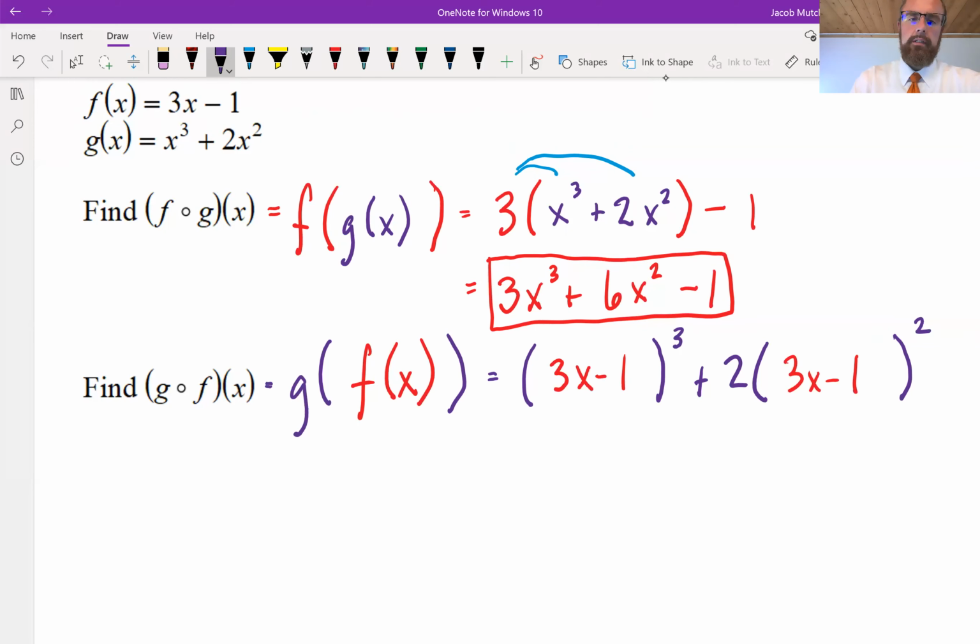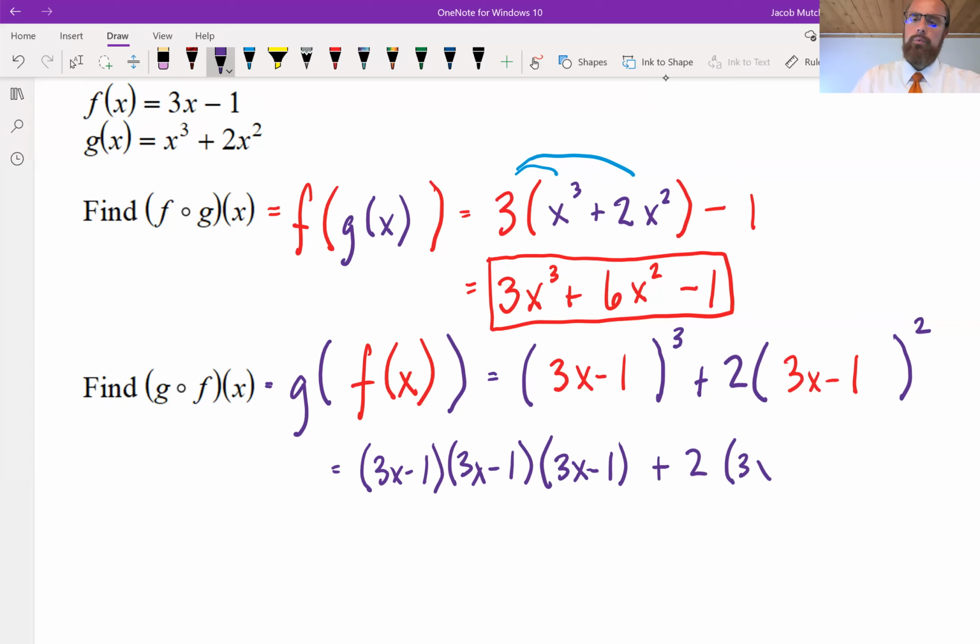Just so we can visualize what's going on, this literally is 3x minus 1 times itself 3 times. So we'll expand that. And then also plus 2 times 3x minus 1 times itself twice. This gives us opportunity to practice our double distribution. Another name for double distribution is the FOIL method.